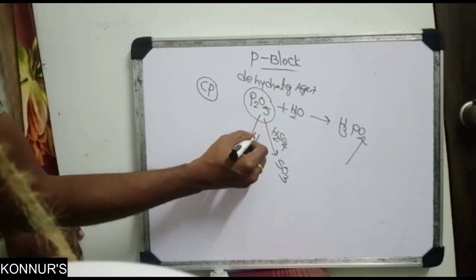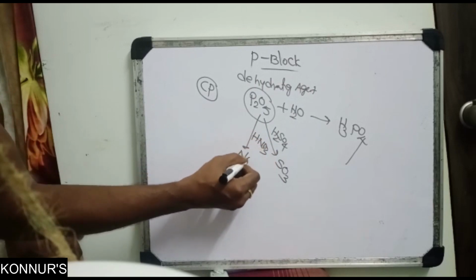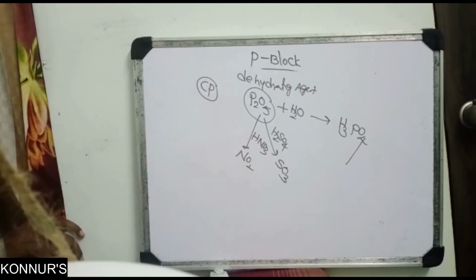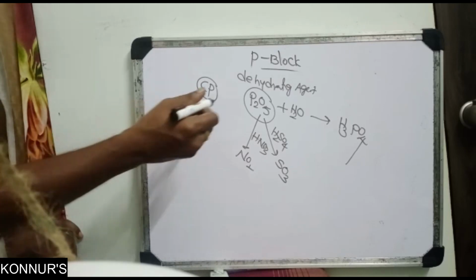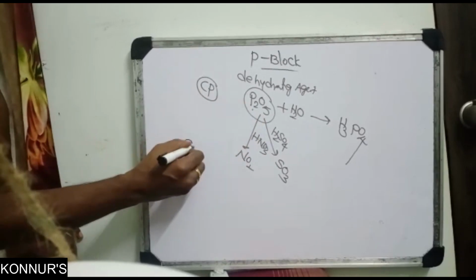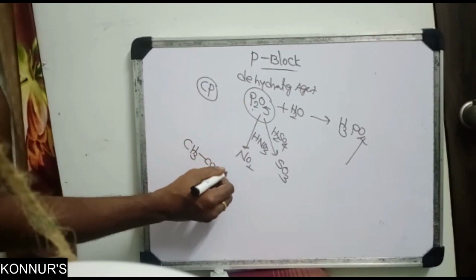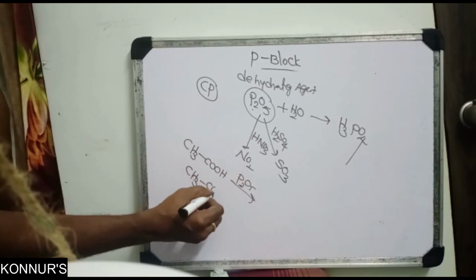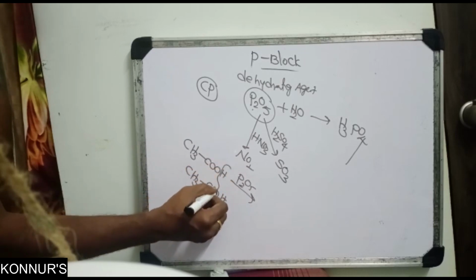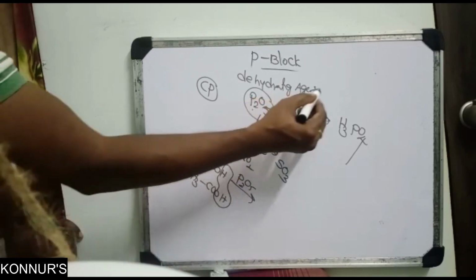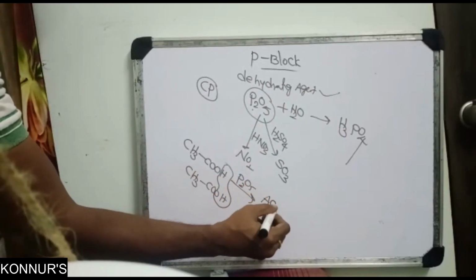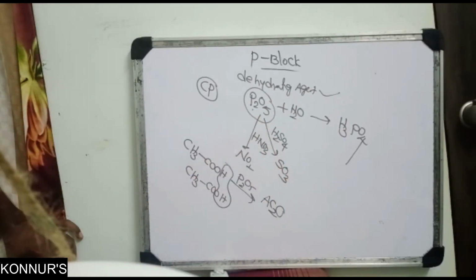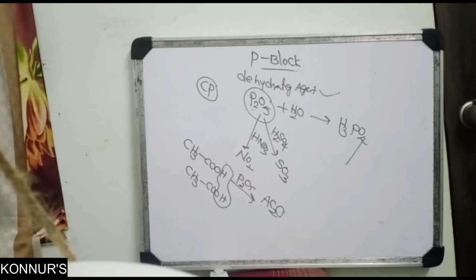If you treat with HNO3, what happens? NO2 gas comes outside, as P2O5 takes the water. Suppose acetic acid: CH3COOH treated with P2O5. Two moles of CH3COOH, here HOH, water is eliminated. Always remember, it is a dehydrating agent. So you get acetic anhydride.